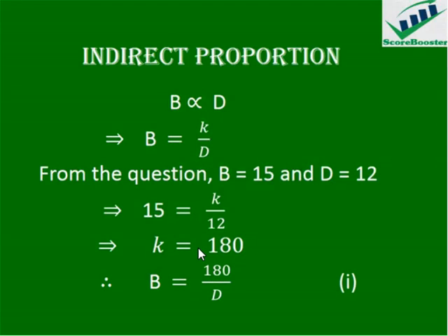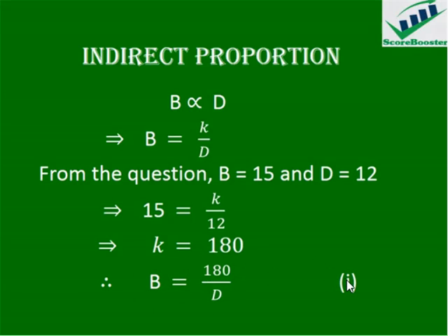So from the question, we were told that 15 boys, that is the number of boys is 15, can finish that particular work in 12 days. And then the number of days is 12. So we substitute B equals 15 and D equals 12 here. We have 15 equals K over 12. We cross multiply. 15 multiplied by 12 is 180. So K is 180. So we now substitute the value of K into this. So the relationship between the number of boys and number of days will be what? B equals 180 over D. So this is the relationship.